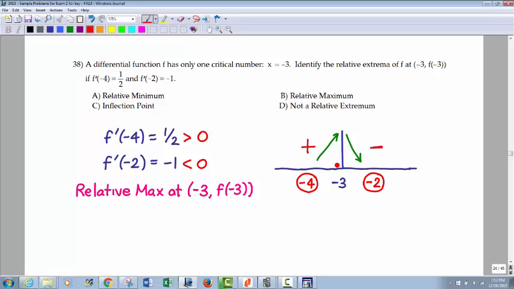normal sign change chart. I just did a little number line deal here, where here's our -3 that we're trying to check if it's a min or a max. We know there's a critical number. So the positive actually indicates the derivative sign here. So I'll put that in red.